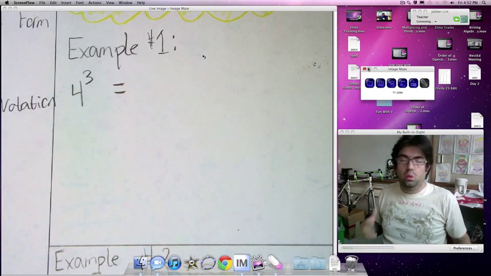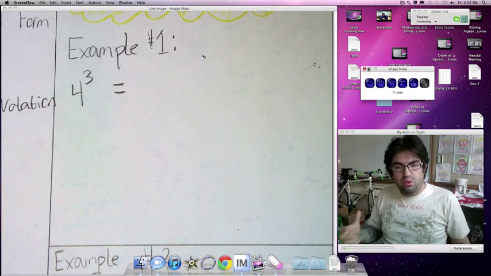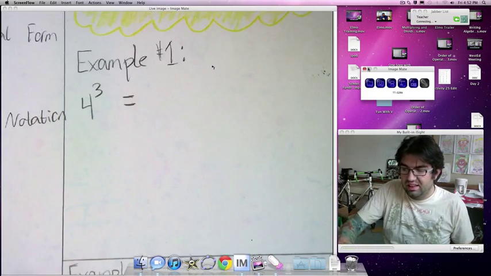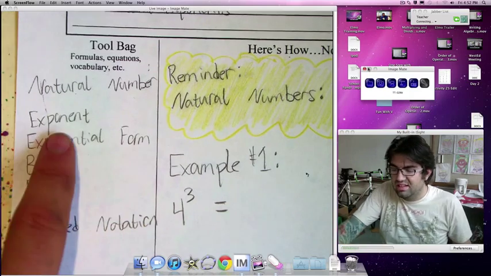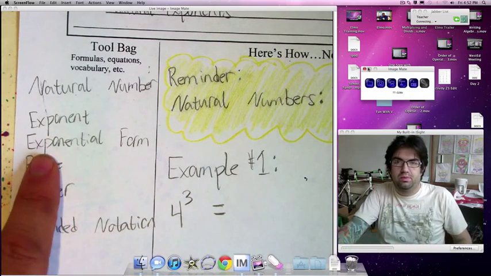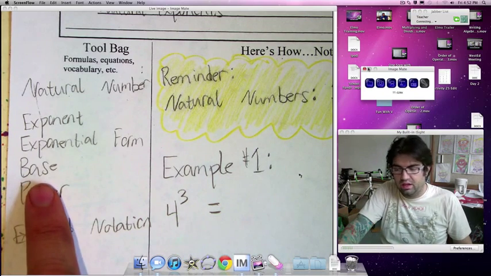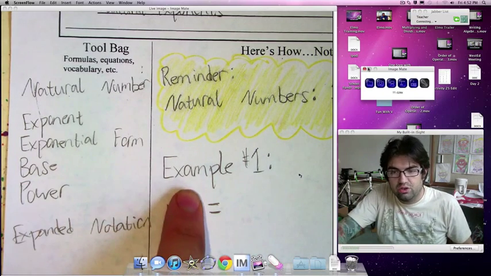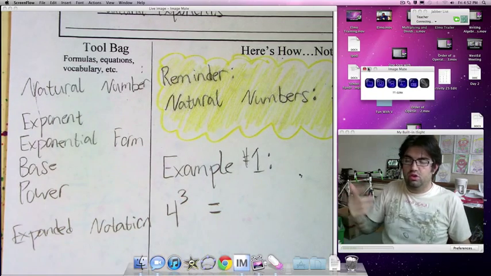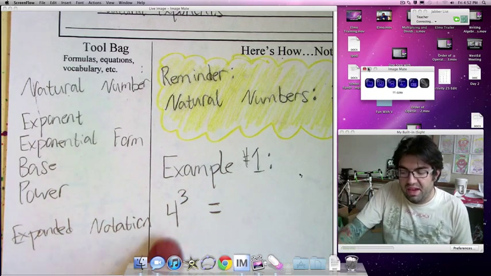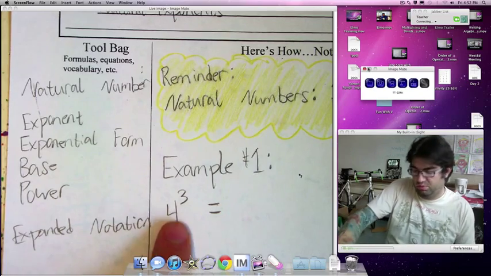4 to the 3rd. What is 4 to the 3rd? Well, that's right here, this is it. It is exponential form. We have a base. Oh, there's that word base right there. And then there's the exponent. So exponential form has taken a base and raised it to an exponent.